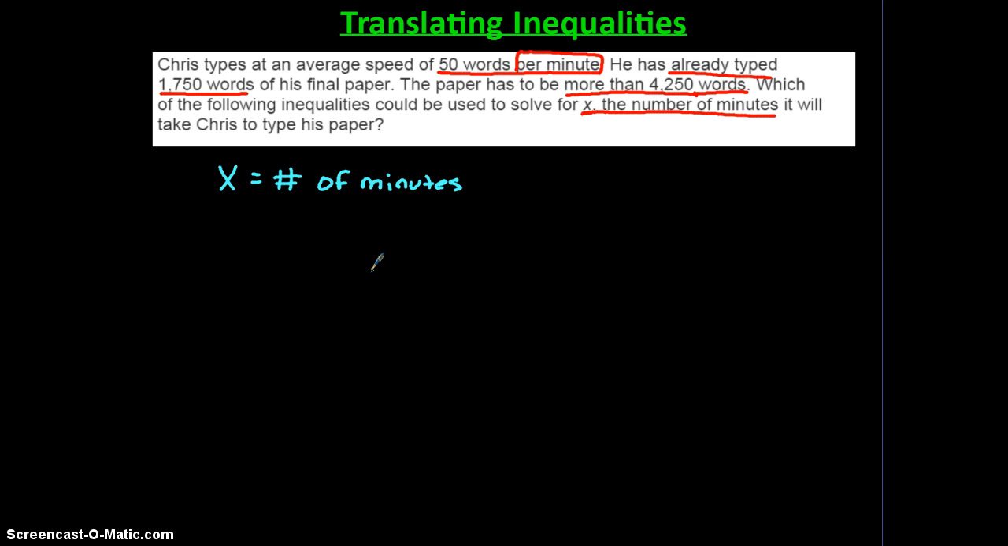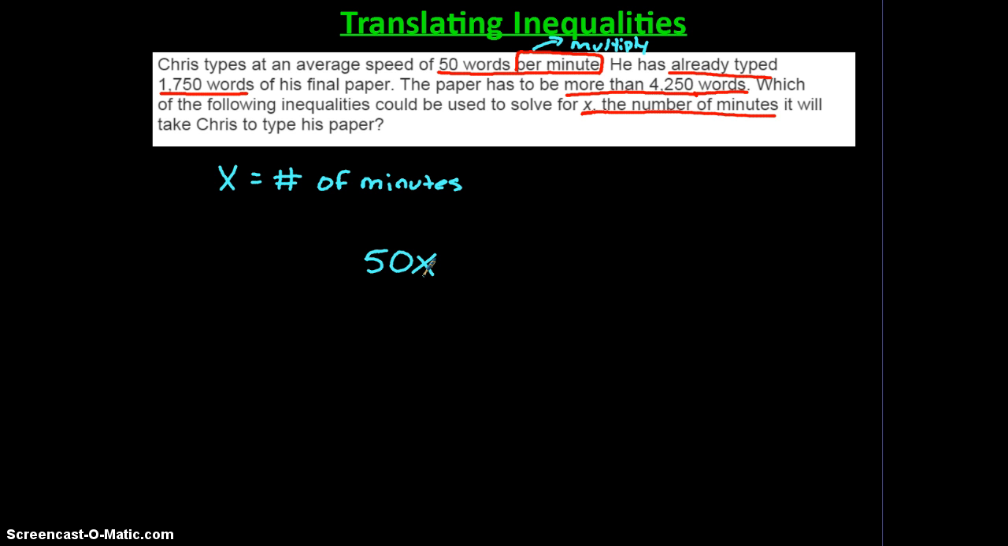I look back through what I underlined in the problem, and the first thing I underlined was 50 words, which is what Chris can type per minute. This word per physically means to multiply. It is a rate. So in that case, what am I going to do if I had 50 words per minute? Well, that means I have 50 times the number of minutes, or a 50x. That's where I'm getting this 50x from.